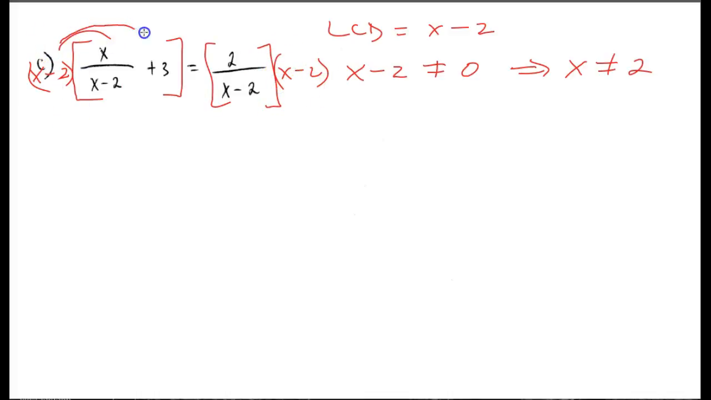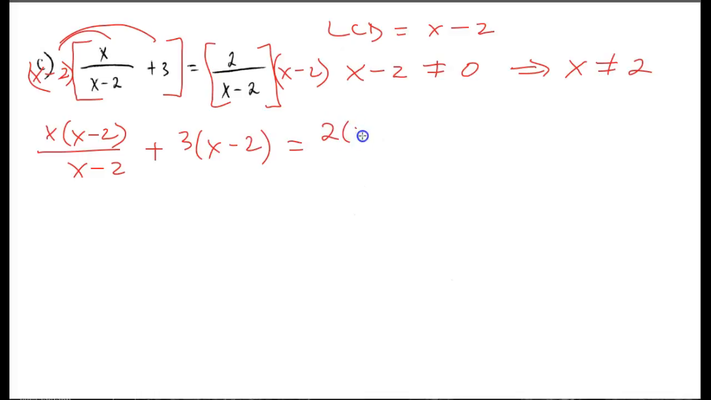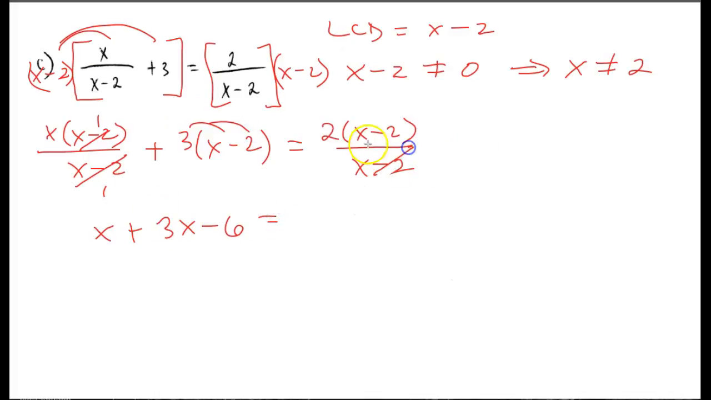Then if we distribute, we'll see that we have x times x minus 2 over x minus 2 plus 3 times x minus 2, and that will equal 2 times x minus 2 over x minus 2. And of course, that reduces to 1. We'll distribute here, and these factors reduce to 1 as well. And you see we have a nice simple linear equation at this point.